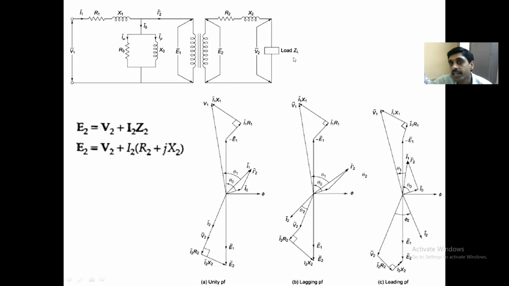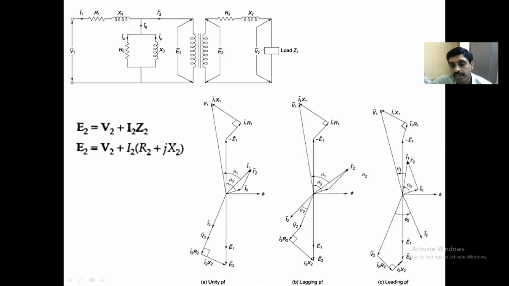But the load here is a unity power factor load, a resistive load. Therefore, there is an angle difference between V2 and E2, and E1 and E2 are in the same direction because they are produced by flux. This is the angle difference. And here V2 and I2 are in phase because it is a UPF load. You can observe V2 plus I2 R2 plus jI2 X2 is equal to E2.